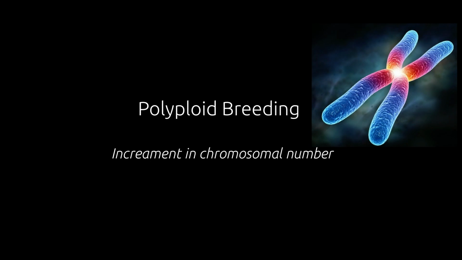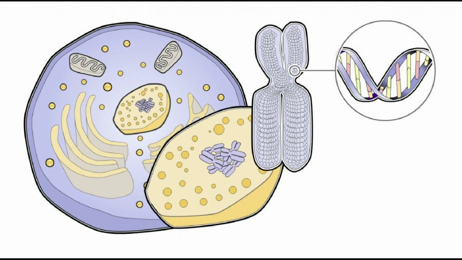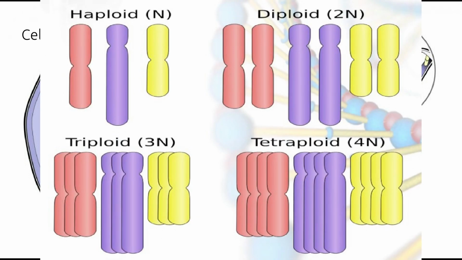3. Polyploid breeding. In this process, chromosomal number of a plant is increased. Chromosomes are found inside the cell's nucleus and are responsible for unique traits of an organism. By increasing it, bigger fruits, thick leaves, beautiful flowers can be produced.